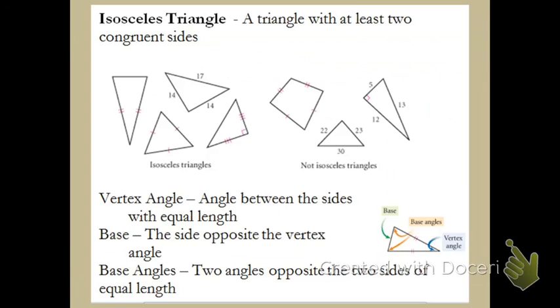So the last vocab word is base angles, and those are the two angles opposite the two sides of equal length. So in an isosceles triangle, you have at least two sides that are equal, and the angles opposite those sides are the base angles. And it makes sense because they're always going to be along the base of the triangle.